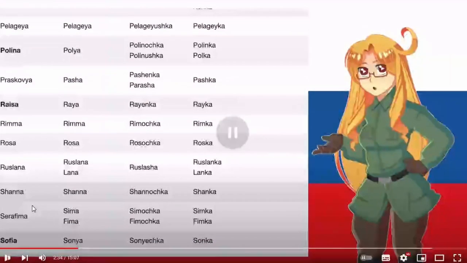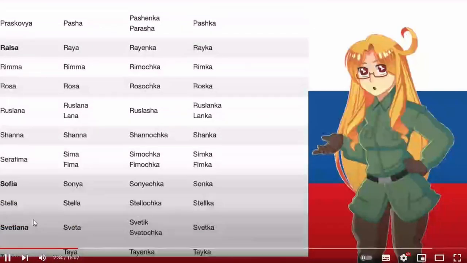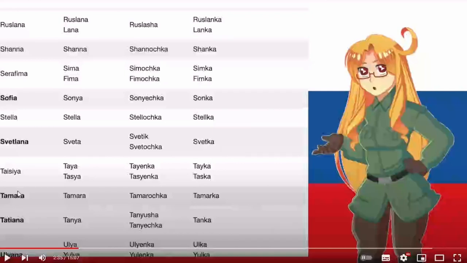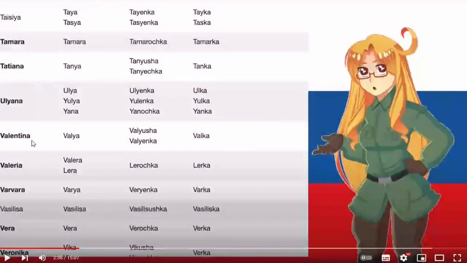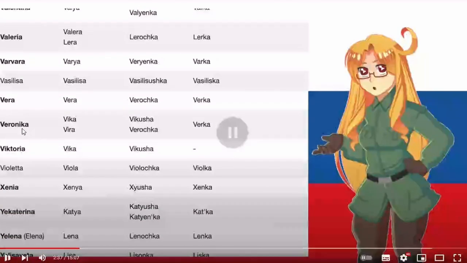It's not a Shanna, it's a Janna. Like Jeanne d'Arc. It's Janna. It's written with a SH, but it's a Zh. Serafima. Very religious name. Sofia, Svetlana, Taisia exists. Tamara, Tatyana. Ulyana, Valentina, Valeria, Varvara, Vasilisa, Vera. By the way, Vera means faith. Also means faith.